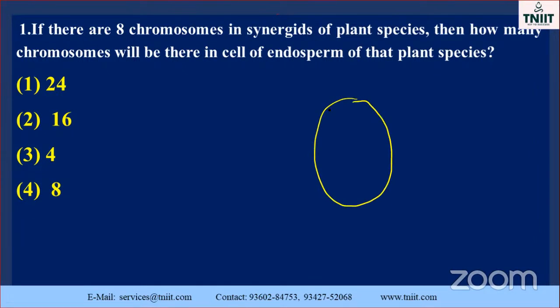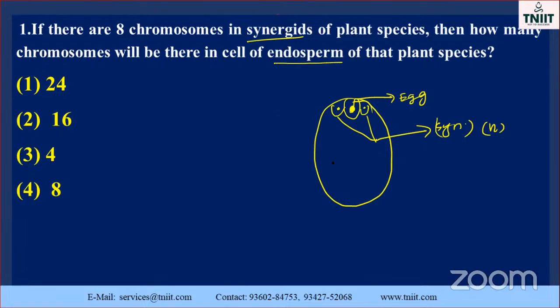Just to take an example, this is considered an embryo sac. Inside the embryo sac, on our board, there is the egg cell, which is the very big one. Inside there are 2 cells, and these are called synergid cells. The synergid cells, you know, have a haploid nature. Here they have given 8 chromosomes in synergids of the plant species. Then how many chromosomes will be there in the endosperm?